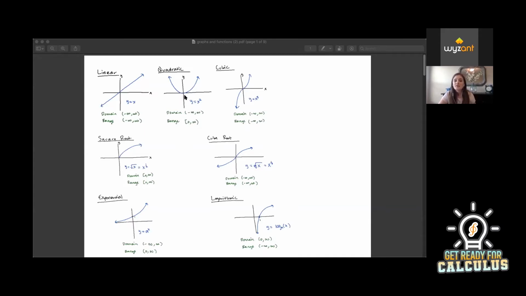The end behavior for the parent function, if you think about what value y is going to as x goes to negative infinity, following along this line, it's going to positive infinity. And then as x goes to positive infinity this way, y also goes to infinity.